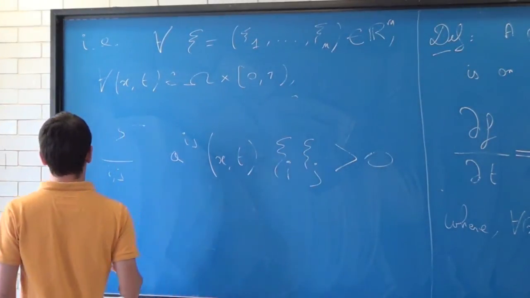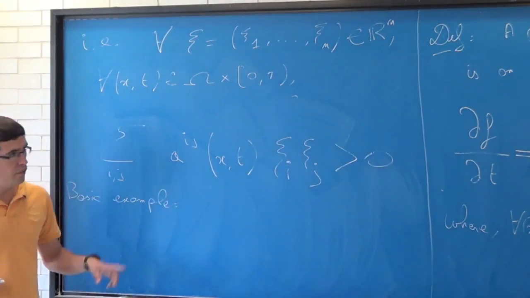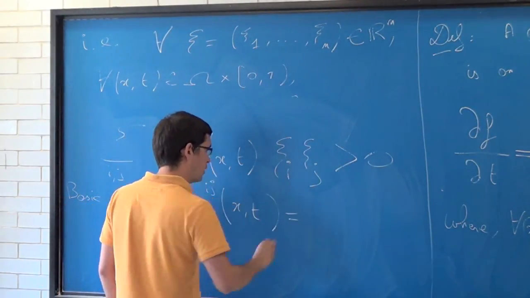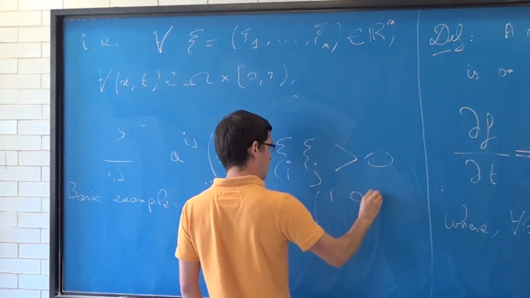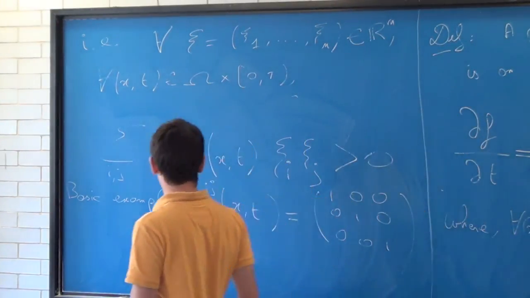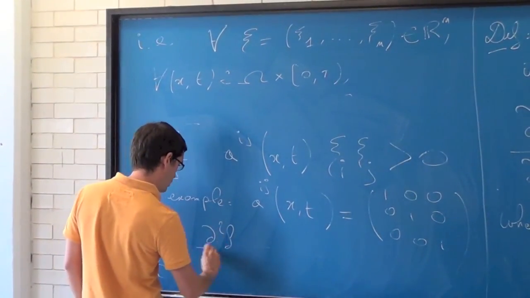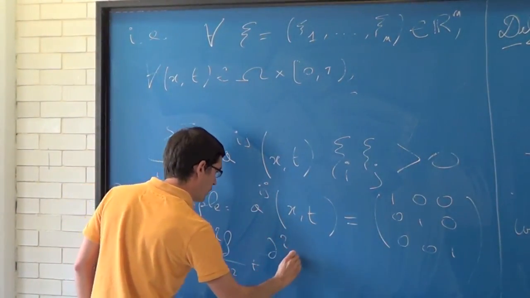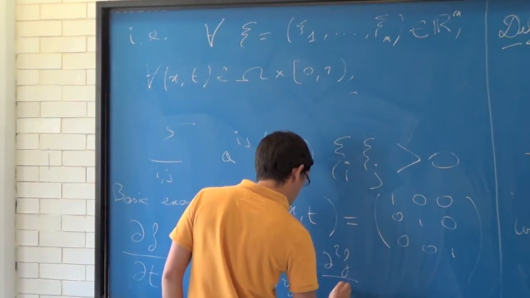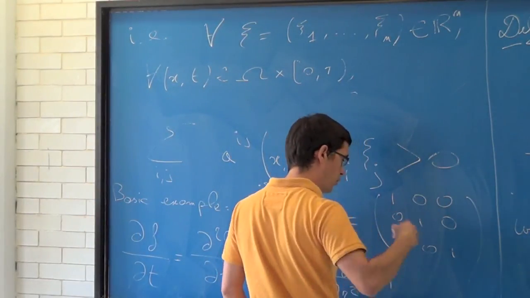So, basic example. If your matrix is just the identity, let's say by 3D, so if you plug it in there you have df, which is the one we had before plus some other terms of lower order.